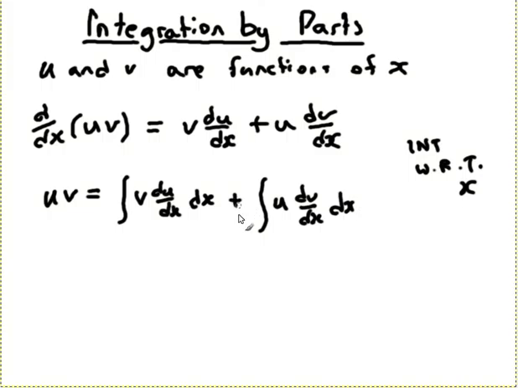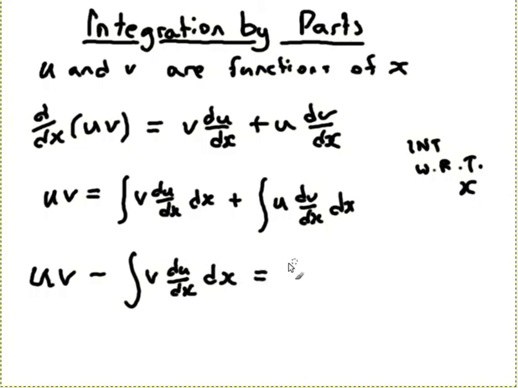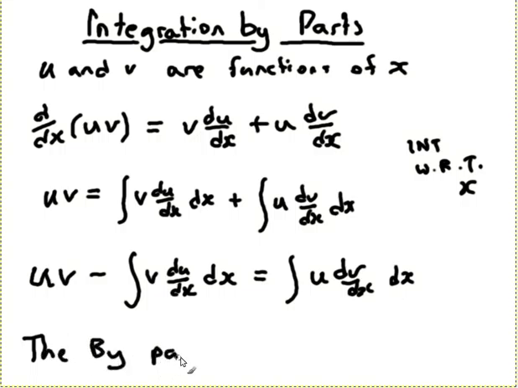Now, all integration by parts is simply a rearrangement of this. Because if I was to now rearrange this and leave the u dv by dx on its own side, and just move this first term on the right hand side over, I would have uv minus the integral of v du by dx equals the integral of u dv by dx. And this is the by parts formula. So all by parts really is a rearrangement of the product rule.